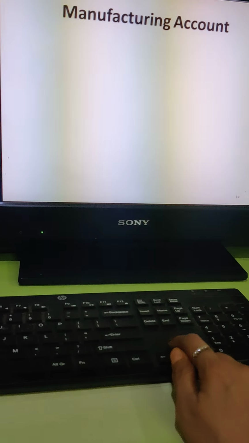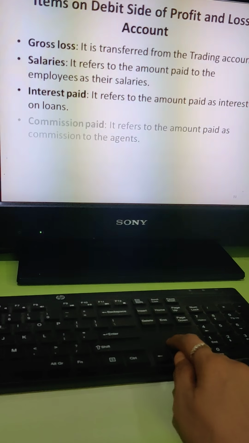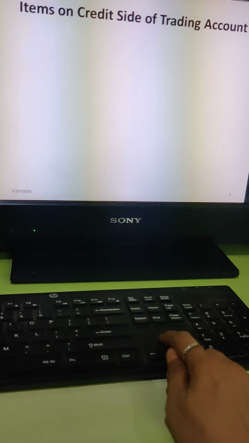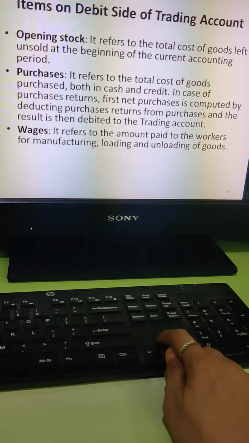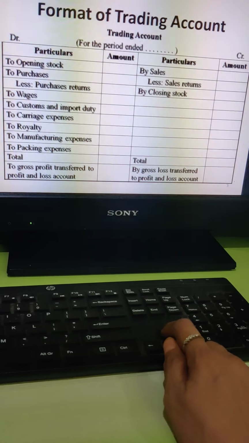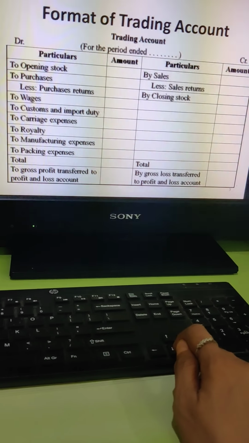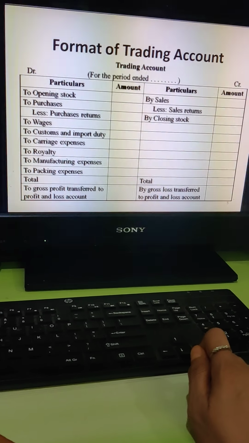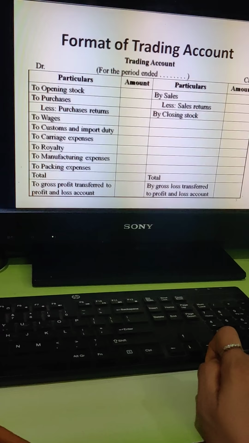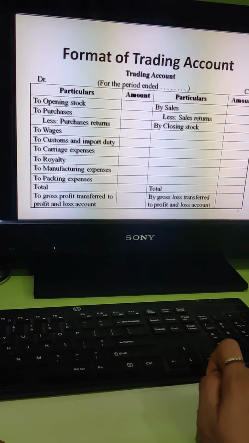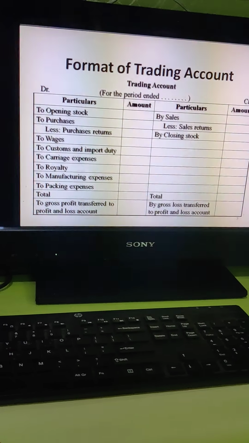So just to recap, today we studied about the preparation of trading account, profit and loss account, and balance sheet. Hope you have understood the entire session.